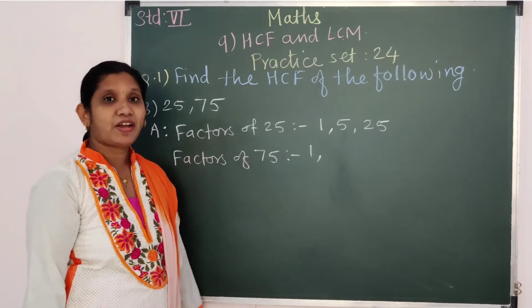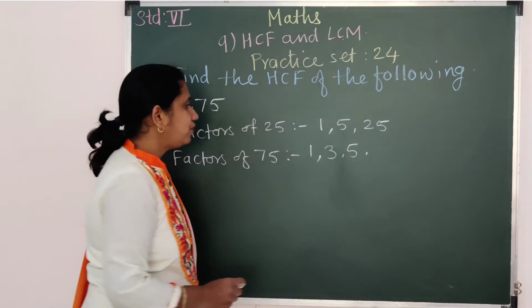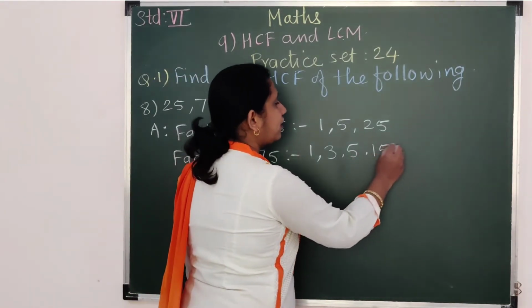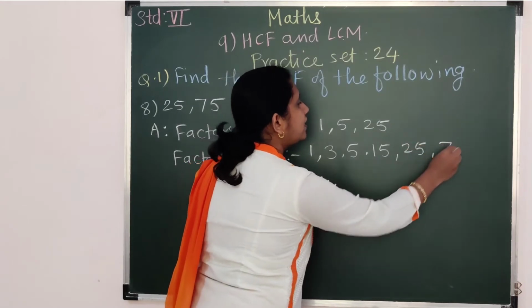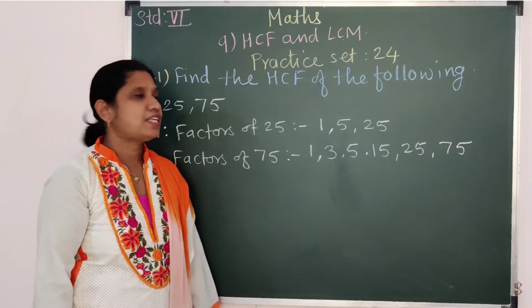1. Unit place digit is 5, so it is divisible by 5 but not by 2. But 7 plus 5 is 12, so it is divisible by 3, and divisible by 5. Then it is also divisible by 15, 25 and 75. Alright, so these all are the factors of 75.